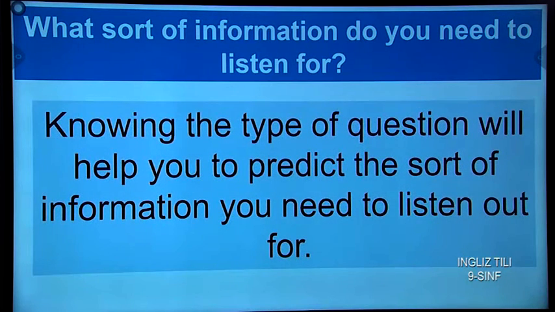So, question for you. What sort of information do you need to listen for? Do you know this answer? Okay, here is the answer. Knowing the type of questions will help you to predict the sort of information you need to listen out for.